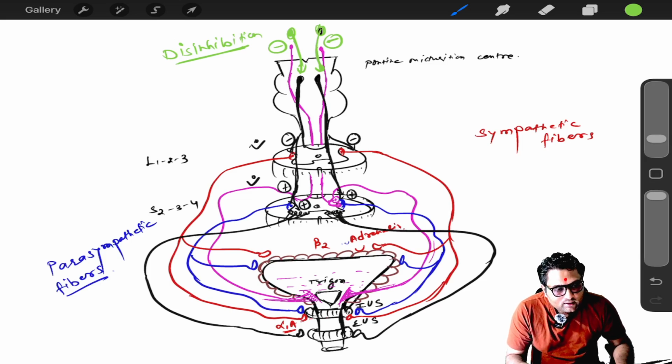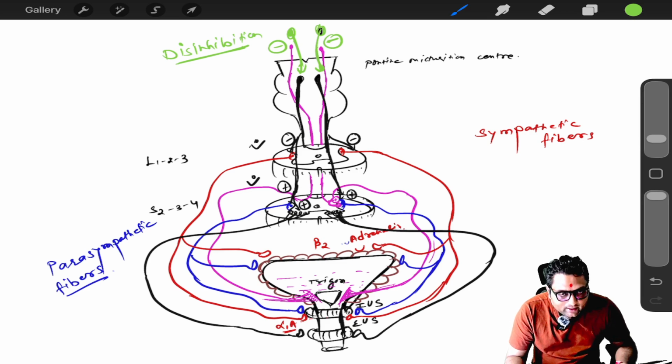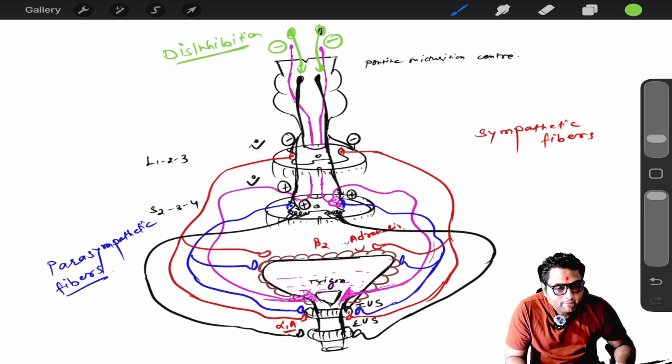In the next lecture, we will study the applied aspect of micturition: what happens when there is damage to any of these fibers, somatic fibers, parasympathetic fibers or sensory fibers, or sometimes there is a mixed pathology where all the fibers are affected.